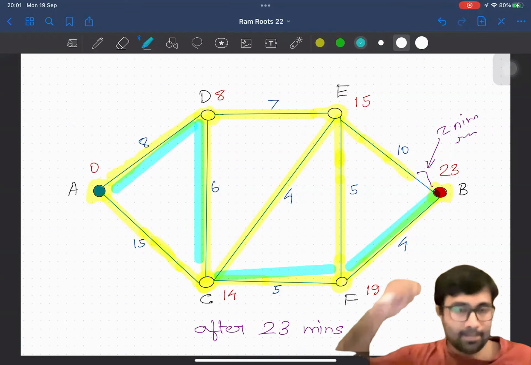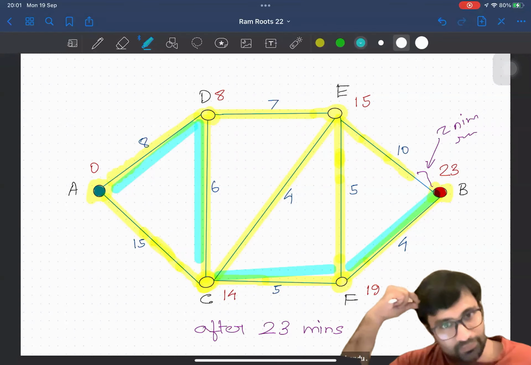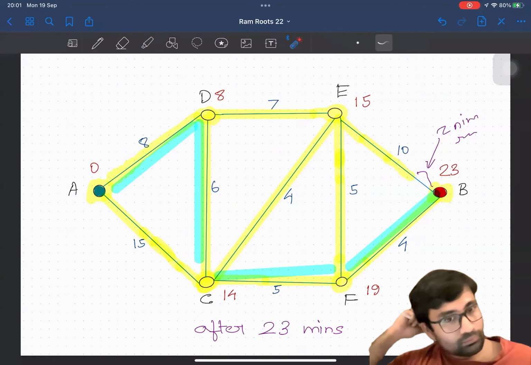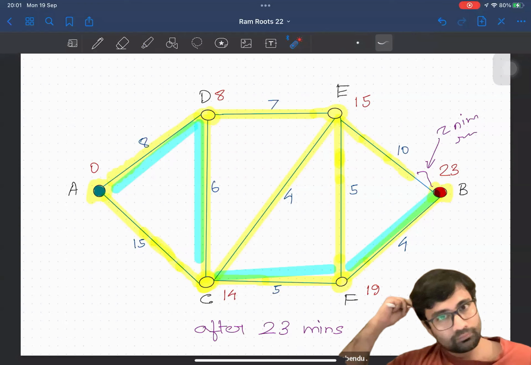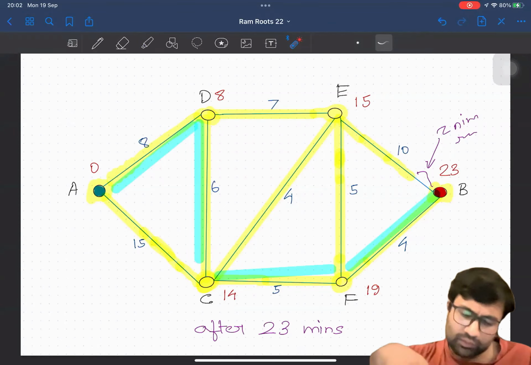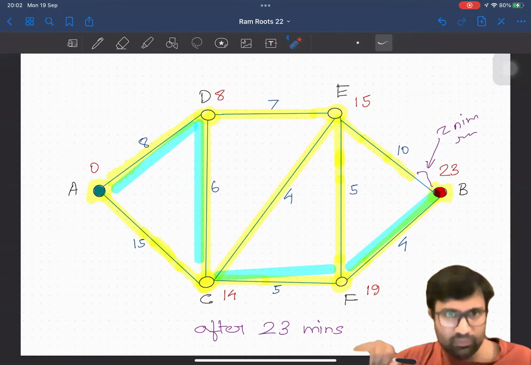Sir, I think there are two paths. Okay, what is the other path? No, the fastest path is this, but there are some other paths also that can reach B, but later. Correct. There are many paths. Like there is another path you showed, not 24 minutes. There is a path that takes 25 minutes.